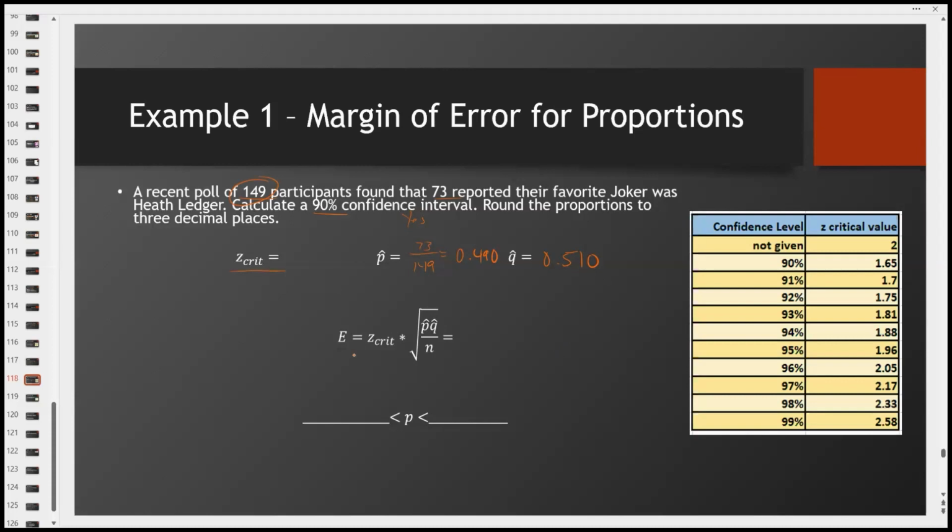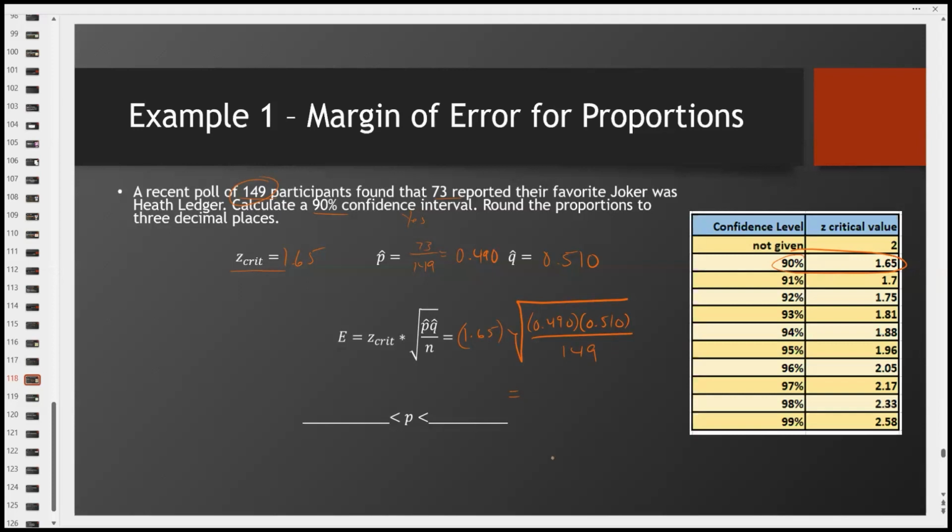We need the critical value for Z values when we're dealing with proportions. It's much easier, right? We can still use this table. The critical value for Z for a 90% confidence interval, 1.65. And so the margin of error, 1.65 times the square root of 0.490, 0.510 divided by 149. Now, it's important how you do this in the calculator. Make sure you do everything under the square root first before you take the square root. So 0.49 times 0.51 divided by 149.